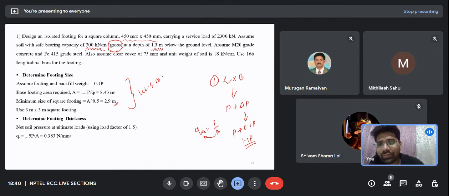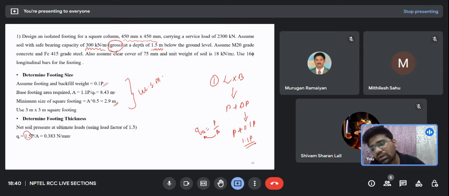That's why I am using the service load, that is, I am not multiplying it with any load factor. While when I determine the D, that is the depth of footing, I will be using the ultimate limit state method, the limit stress method. And this limit stress method has a partial factor of safety of 1.5 for load, and that is the reason I took this 1.5.